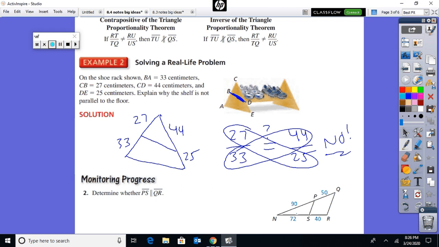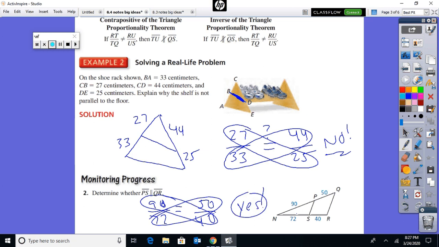Again, pause the video here and try the monitoring progress, pick it back up. And I'll be doing it here. Let's see what we got. In this one, we want to check and see if 90 over 72 equals 50 over 40, and when you cross multiply this one, you get, yes, they do indeed equal each other. All right, so there's our second concept today.